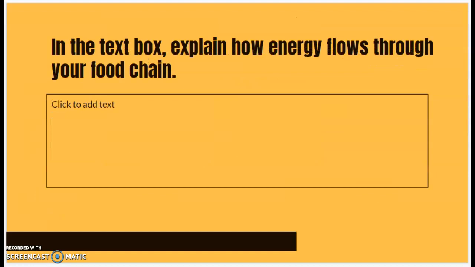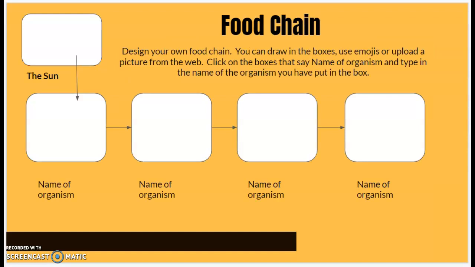Slide 10, so in this text box, explain how energy flows through your food chain. So in the food chain you created, how is the energy going? What eats what? And remember, energy doesn't go this way, it's going back, okay? So the sun gives the energy to the producer. The producer gives this energy to the consumer, and so on.